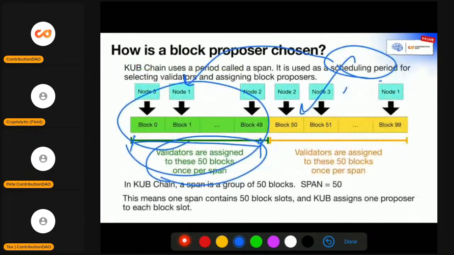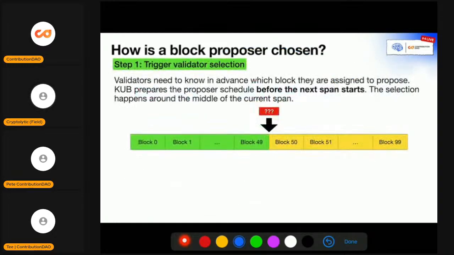Okay, so now we know about the span. It is just the period where the validator gets assigned as the proposer. So the next question is when you should do the assigning process. Maybe some of you may think that once the first span is in, at block 49, you can run the assigning process. And once you run it, it determines which validator is going to be the proposer for block 50 to block 99.